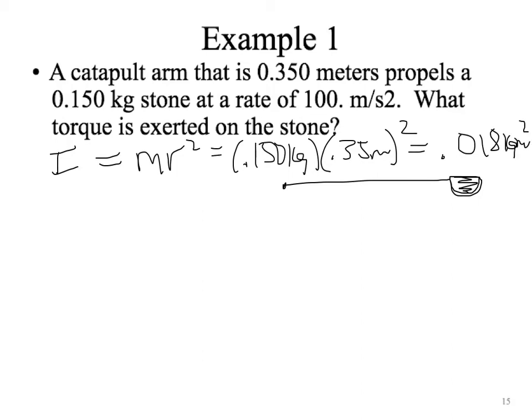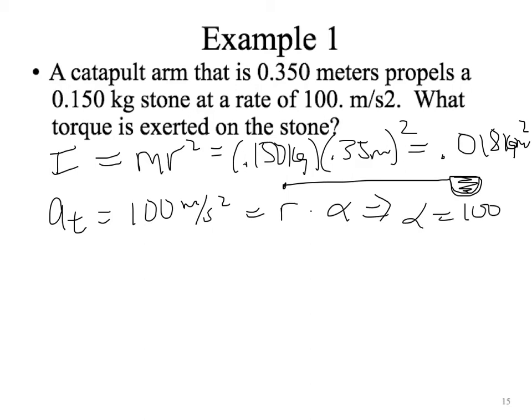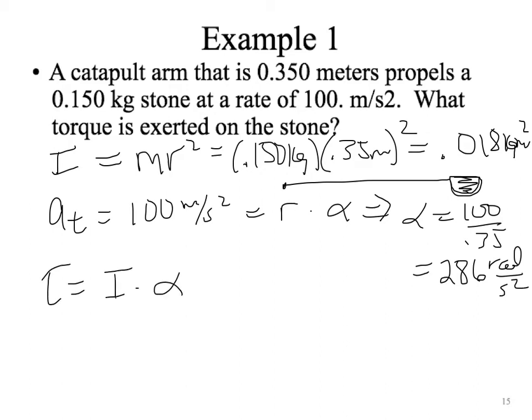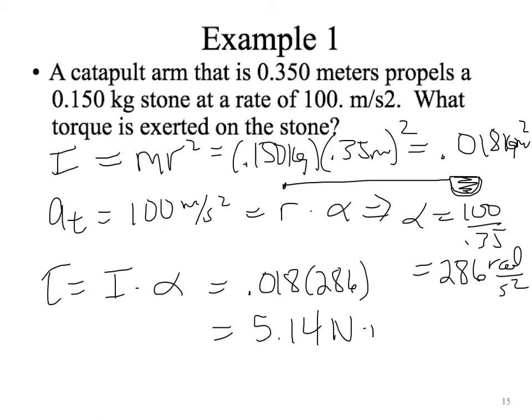All right, the tangential acceleration is 100 meters per second squared. But of course, we remember how to get the alpha: we just divide by r. So alpha is going to be 100 divided by 0.35. Wow. And we're going to get 286 radians per second squared. And then our torque is going to be moment of inertia times alpha. So we're going to get 0.018 times 286, and we will get a torque of 5.14 newton meters.